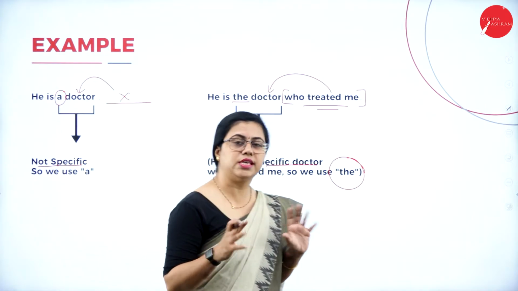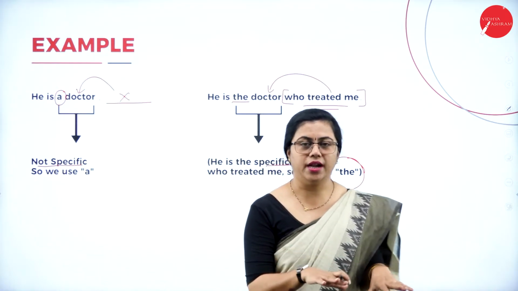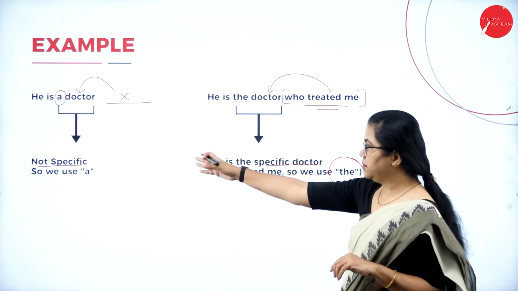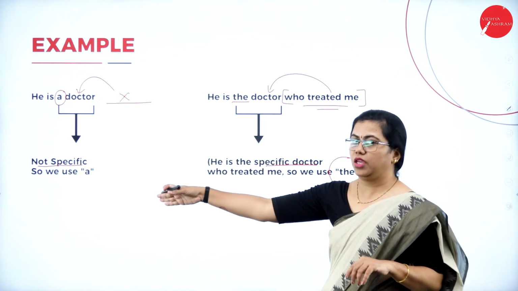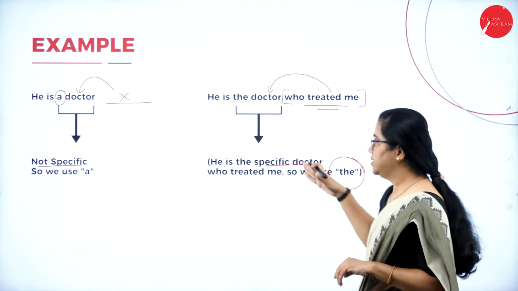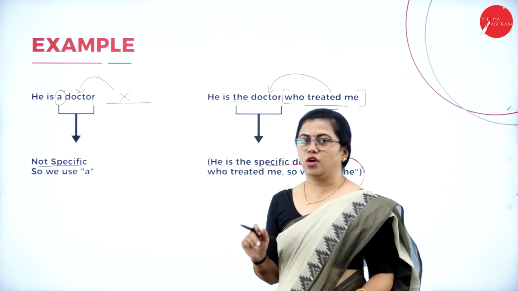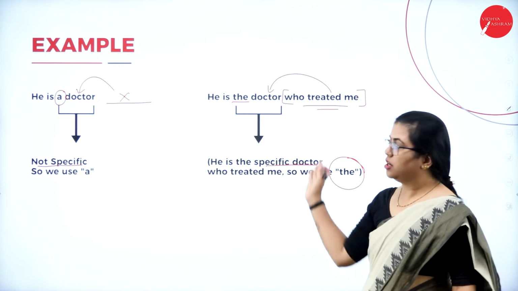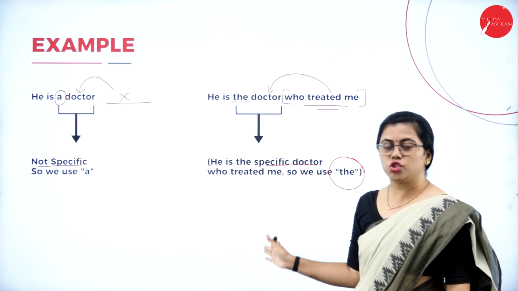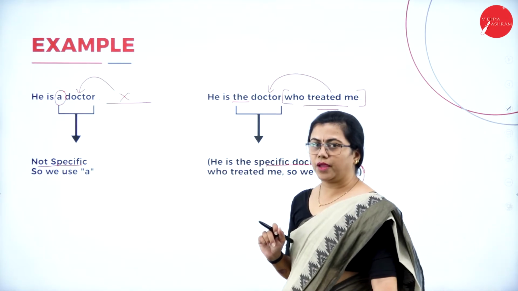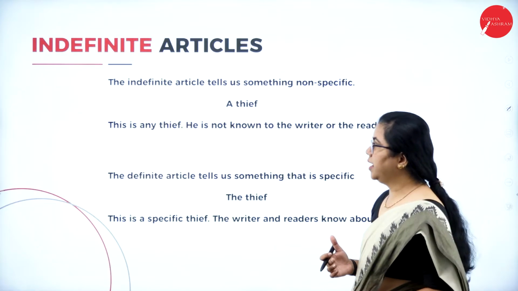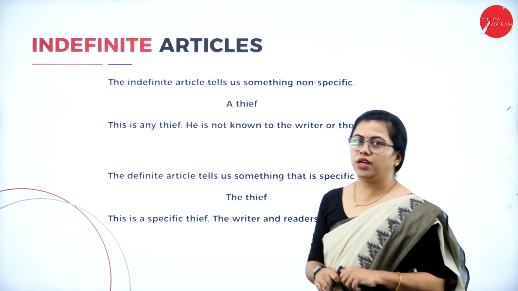This is how we use definite and indefinite articles. Something not specific, we make use of indefinite articles. Something specific, we make use of the definite article. So indefinite, definite; not specific, specific. That's how you have to be clear. Now we will understand how to use indefinite articles.